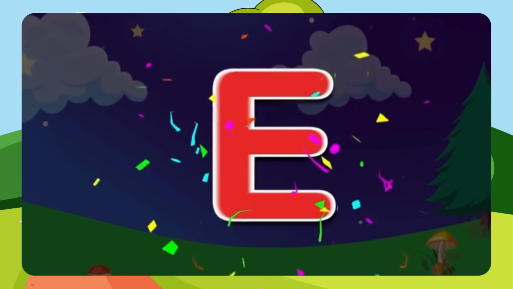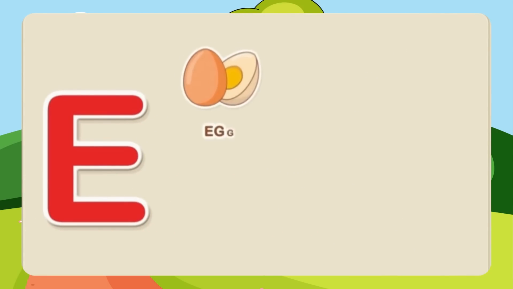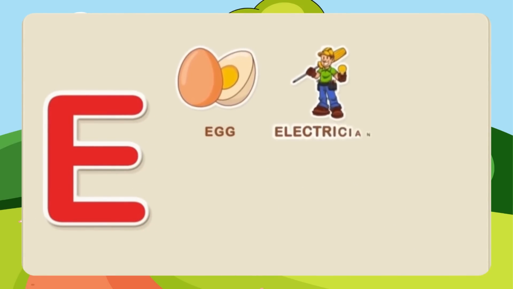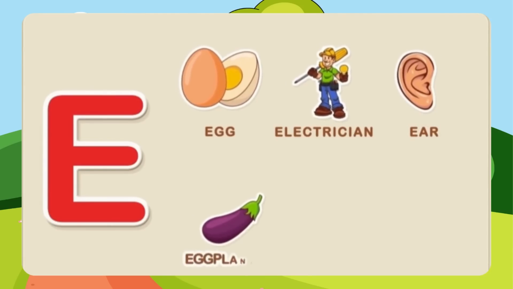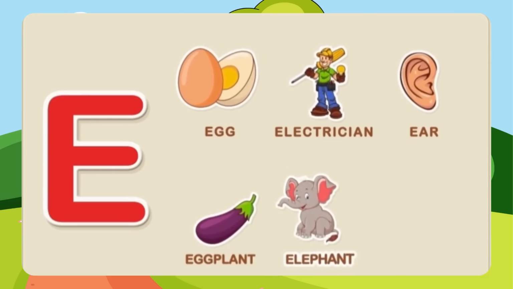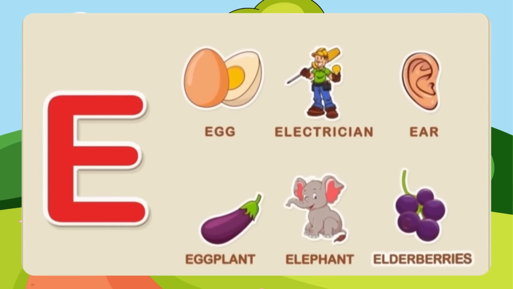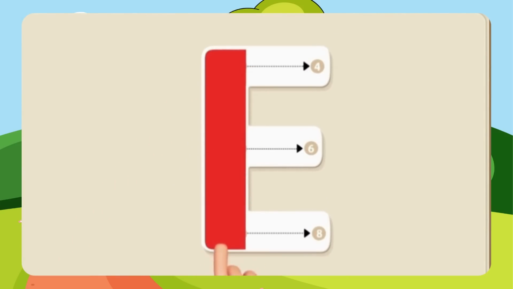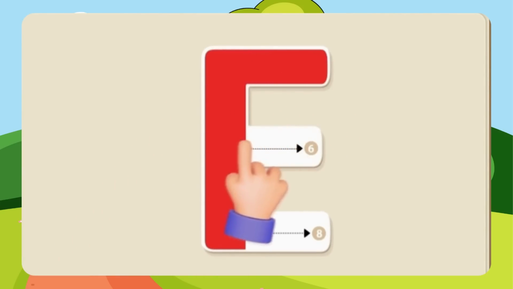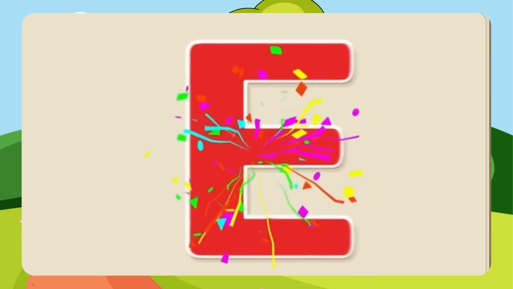E. E is for egg, electrician, ear, eggplant, elephant, elderberries. Now, let's learn how to trace the letter. Perfect.